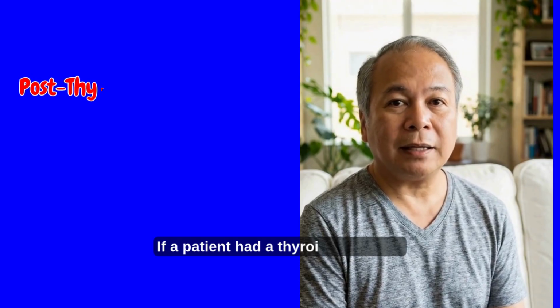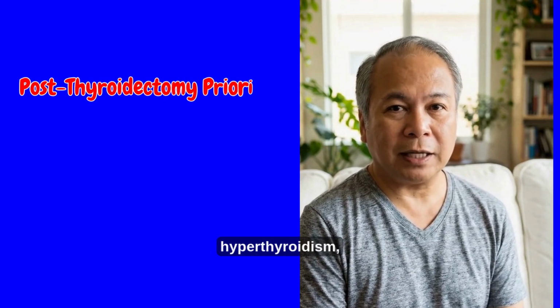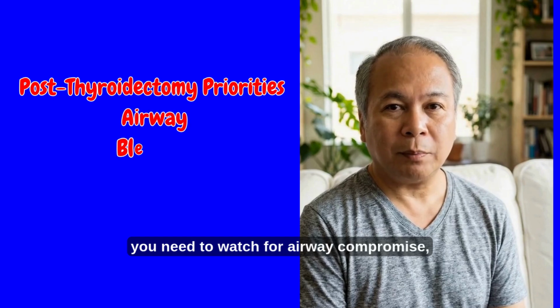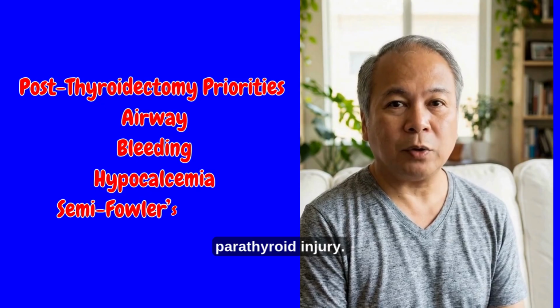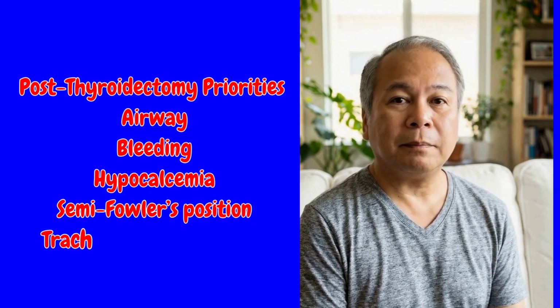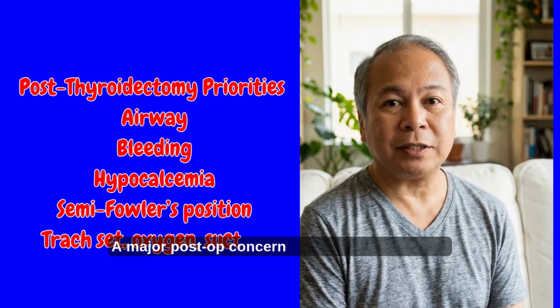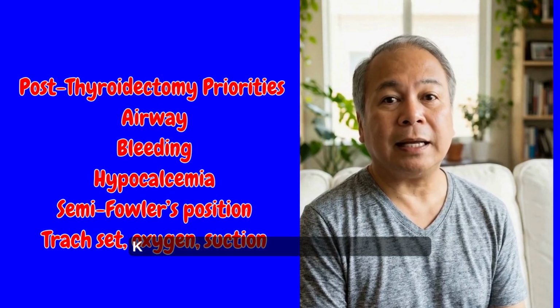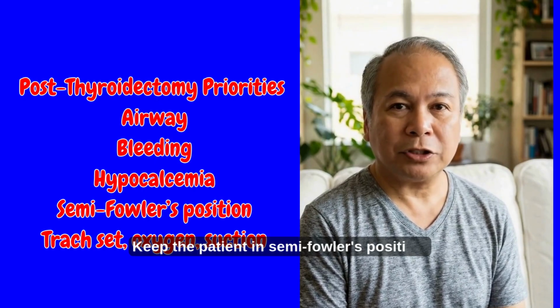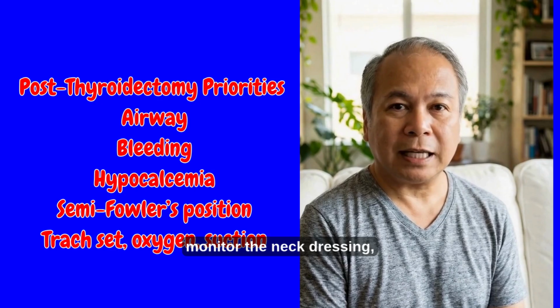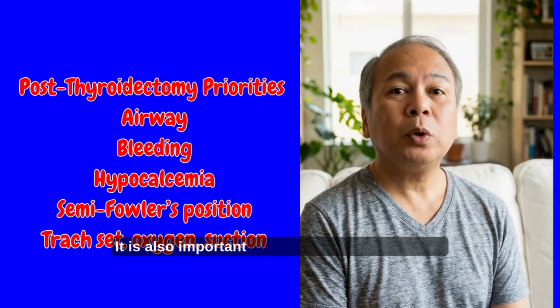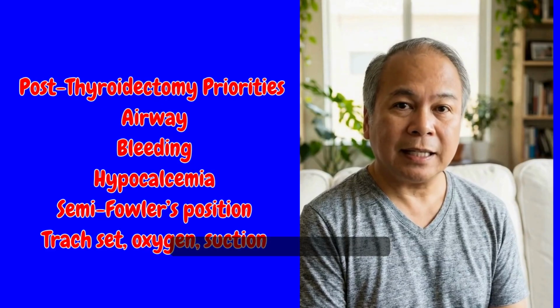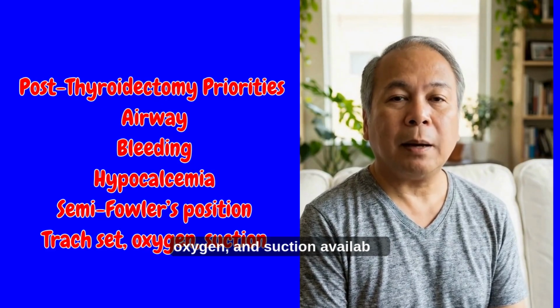If a patient had a thyroidectomy for hyperthyroidism, you need to watch for airway compromise, bleeding, and hypocalcemia from possible parathyroid injury. A major post-op concern is respiratory distress. Keep the patient in semi-Fowler's position, monitor the neck dressing, and watch for swelling or signs of bleeding. It is also important to keep a tracheostomy set, oxygen and suction available.